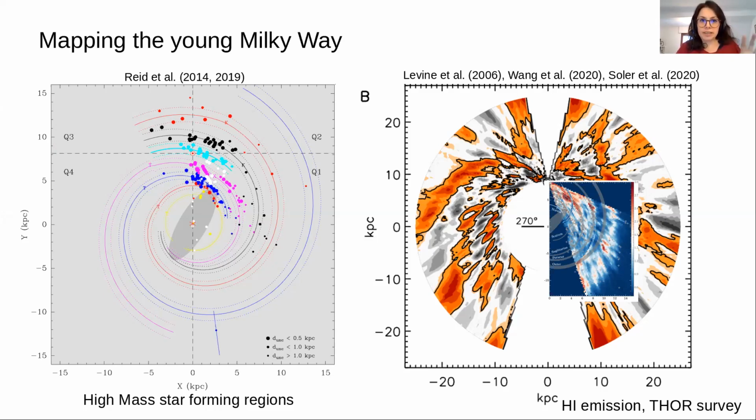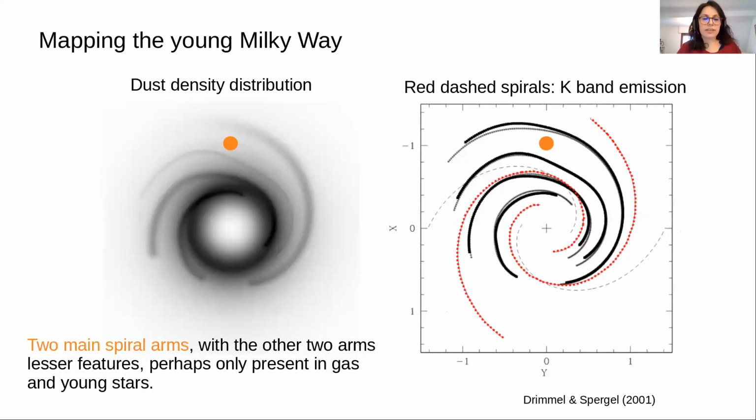So I've spoken about hydrogen, I've spoken about massive star-forming regions. Another tracer of the Milky Way structure is dust. And I want to mention here this work by Drimmel and Spergel in 2001, and also another paper by Drimmel in 2000. In this work, they propose something interesting. They propose that the dust, which again traces young stars, traces the young disk, could be described with 4 spiral arms.